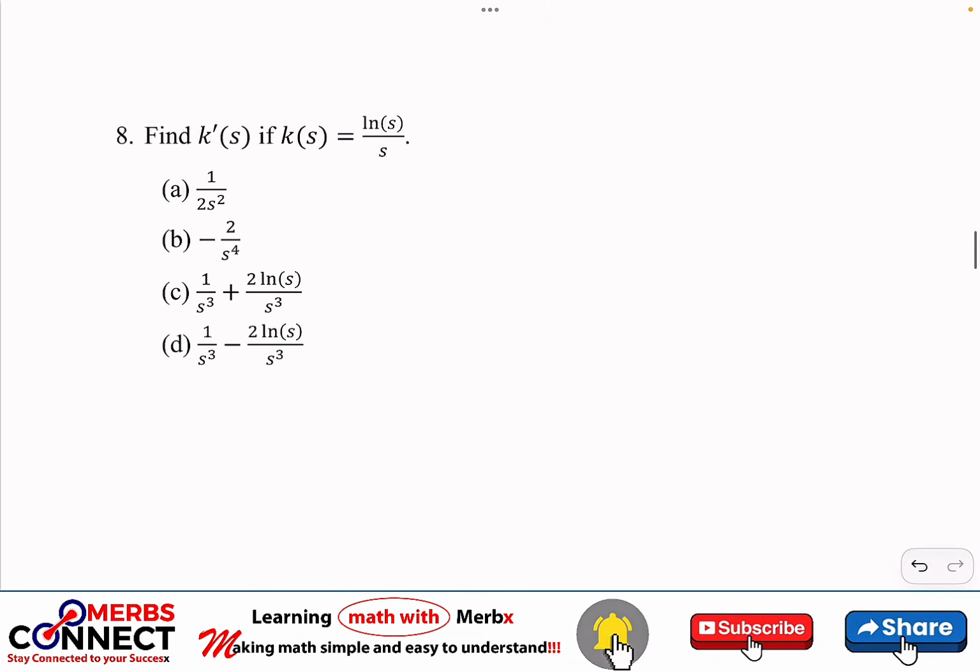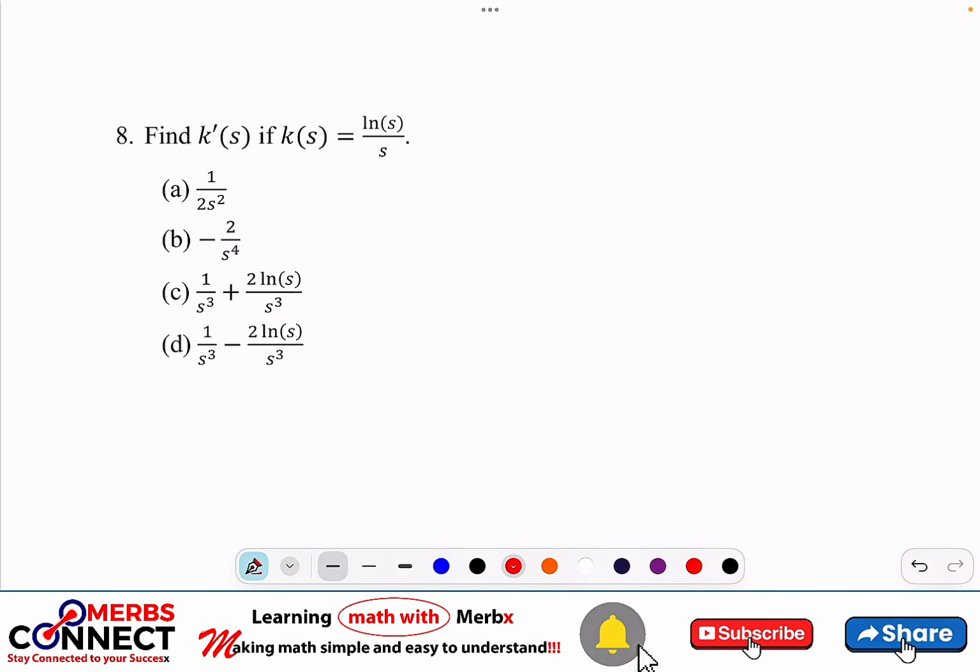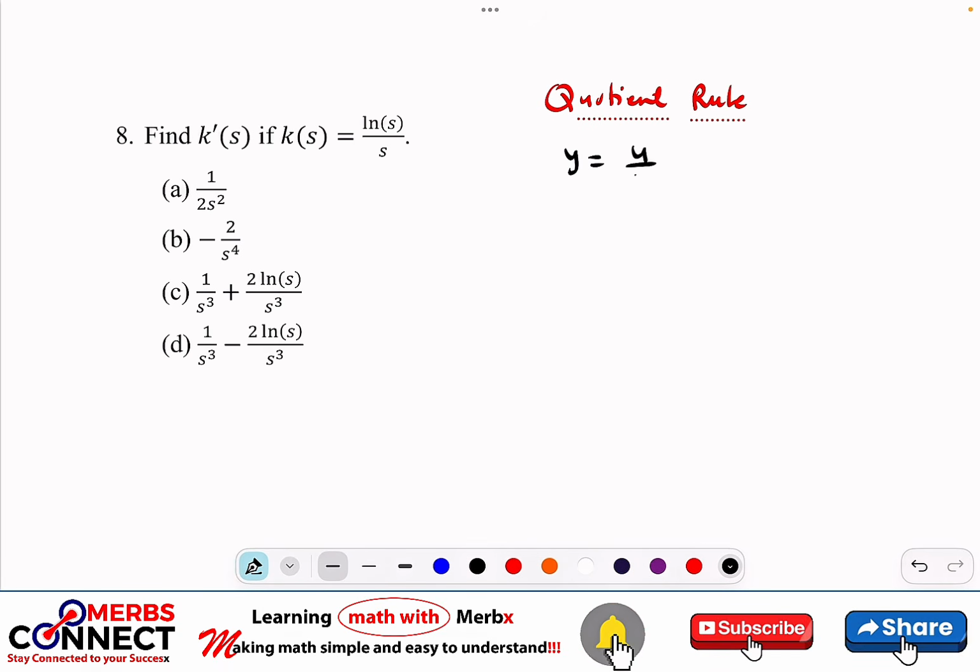Let's look at 8. Recall the quotient rule. So let's use the quotient rule here, right? So what is the quotient rule? Okay, fine. Quotient rule. If I have, let's say, y, which is equal to u divided by v, then dy over dx is equal to v u prime minus u v prime, divided by v squared.